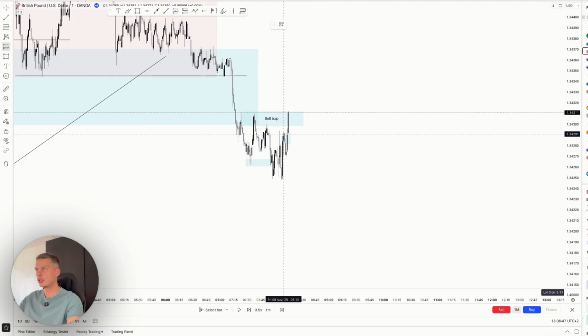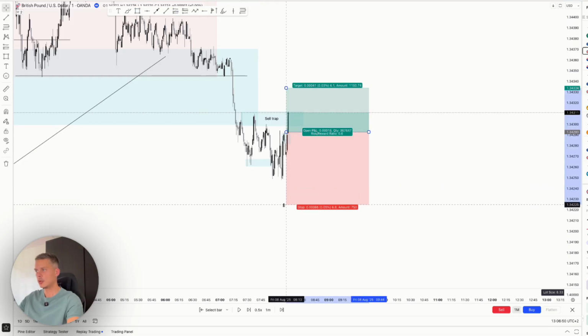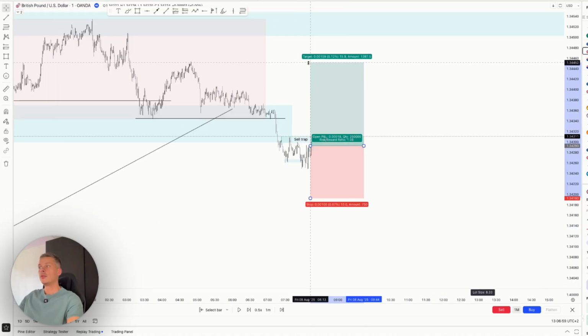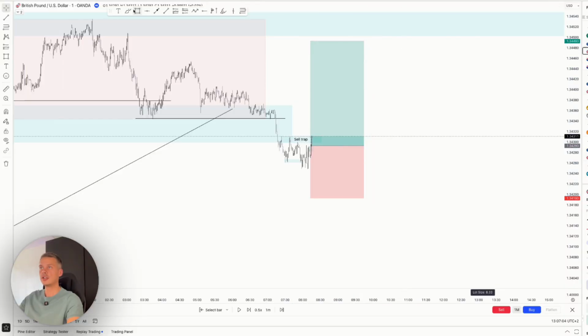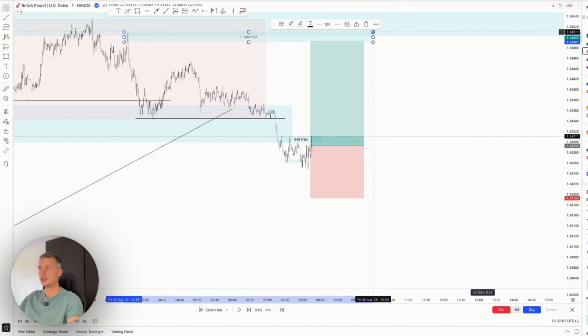I would market execute this order. 10 pips stop loss, what I always do. It's around here, 10 pips, easy. Take profit for me is always a 1 to 2 risk to reward because that's more than enough. It's also in an area of interest, as we can see.